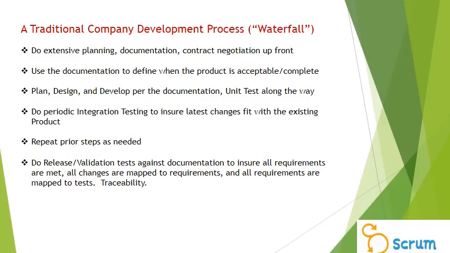A traditional company development process, sometimes called a waterfall process, does extensive planning, documentation, and contract negotiation up front. The idea is to get everything well defined before the first line of code is ever written. They then use the documentation to define when the product is acceptable and complete. They plan, design, and develop per the documentation and unit testing along the way. They do periodic integration testing to ensure the latest changes fit with the existing product.